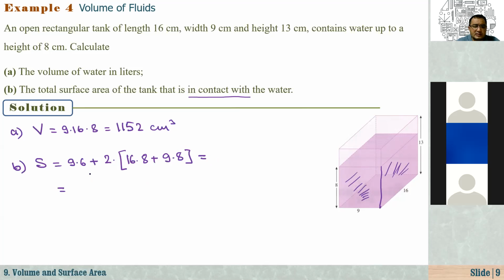Now, if you just calculate this, 9 times 16, that's equal to 144, plus 2 times 8 times 16, that is 128. 9 times 8, that is 72. And the 72 plus 128, that's equal to 200. 200 times 2 is 400. 400 plus 144, that is 544 cm cube. No. We're talking about area, so it is cm squared.